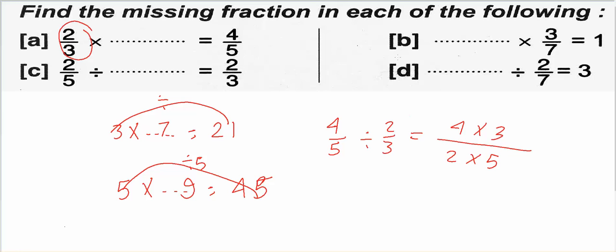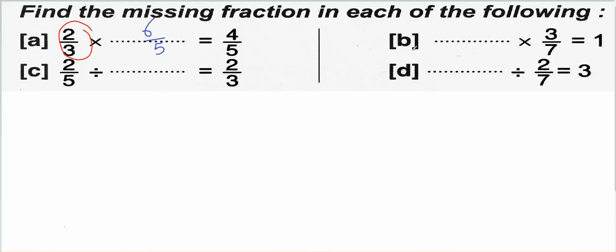4 divided by 2 equals 2. 2 divided by 2 is 1, and 2 times 3 over 5 in the simplest form. 2 times 3 equals 6, 1 times 5 equals 5. Yes, this number is 6 over 5. We can write here 6 over 5.